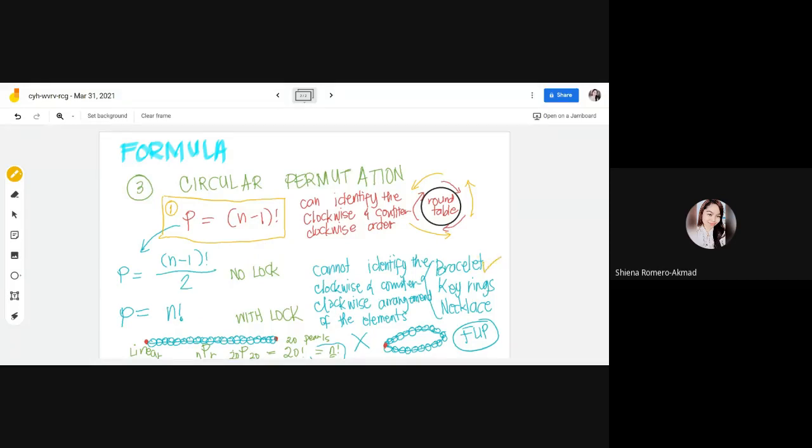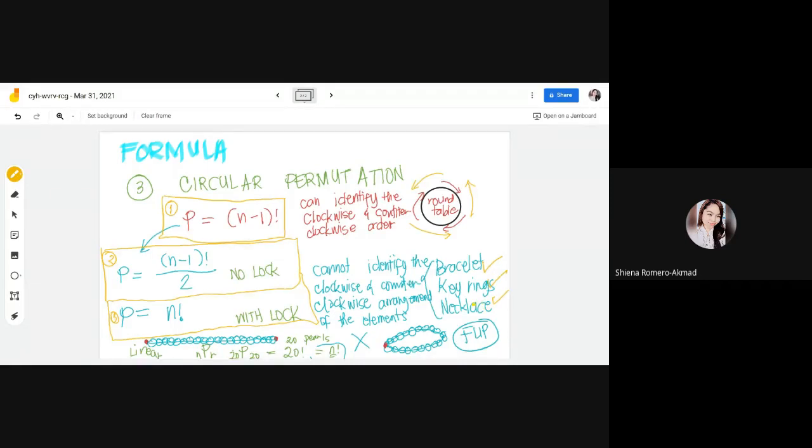And kapag bracelet, keyrings, and necklace, kapag walang lock, you have to use this formula. Kapag no lock. Ang ayos. And another formula here, pangatlong formula is n factorial, kapag naman merong lock. Remember that there are necklaces na may lock, meron namang wala, may bracelet na may lock, meron namang wala. So, those are the situations where you can apply this formula.